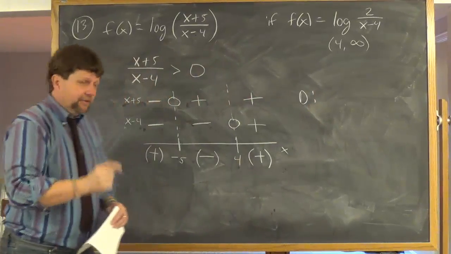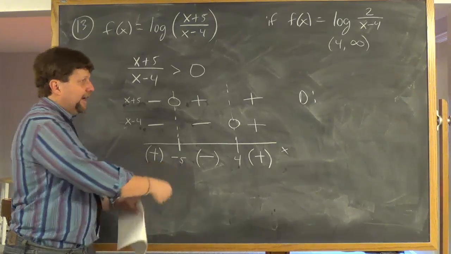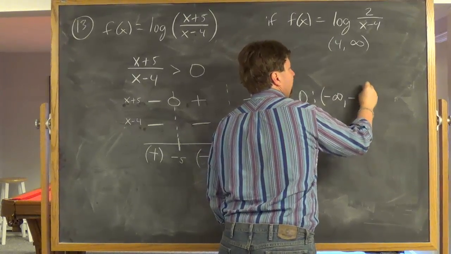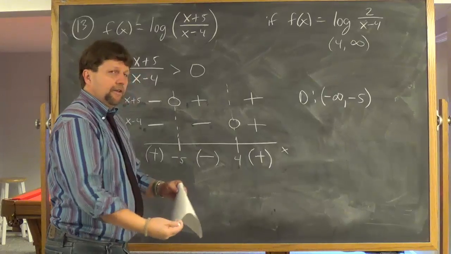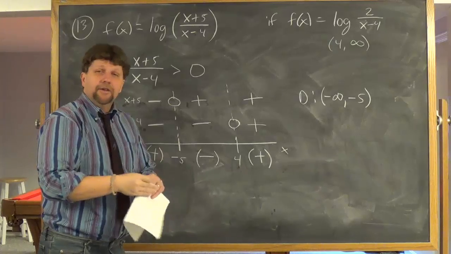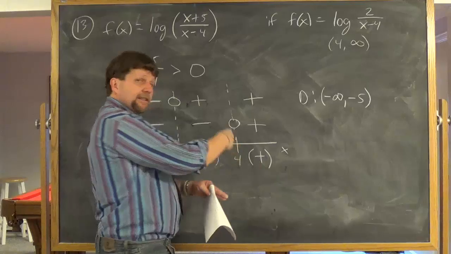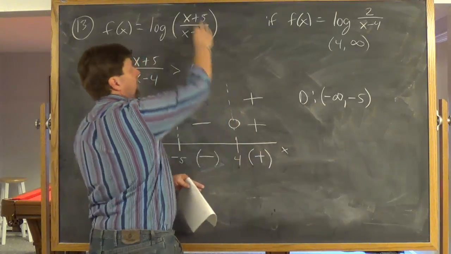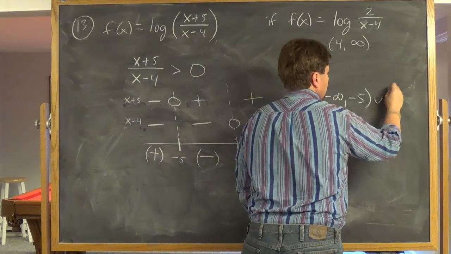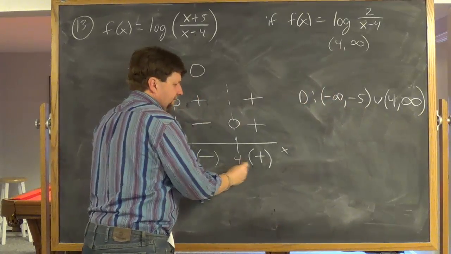the domain in interval notation, will be negative infinity to negative 5. Don't include the negative 5. You can't include the negative 5 because at negative 5, this would be 0. You can't do the log of 0. And here's another positive. This is another interval where that quotient is positive. So then it will be union with 4 to infinity.